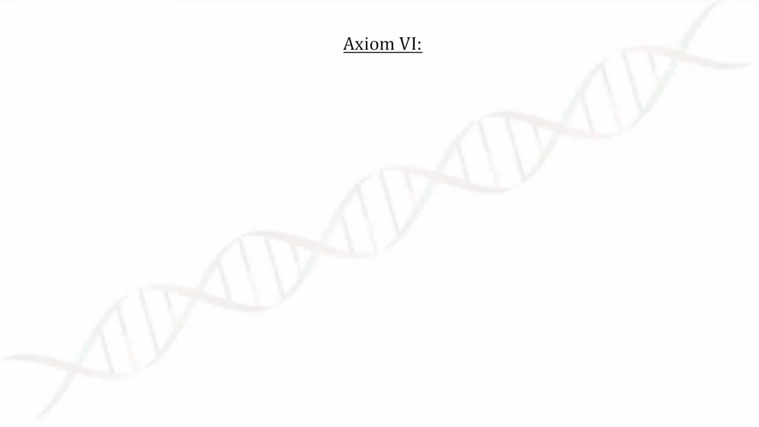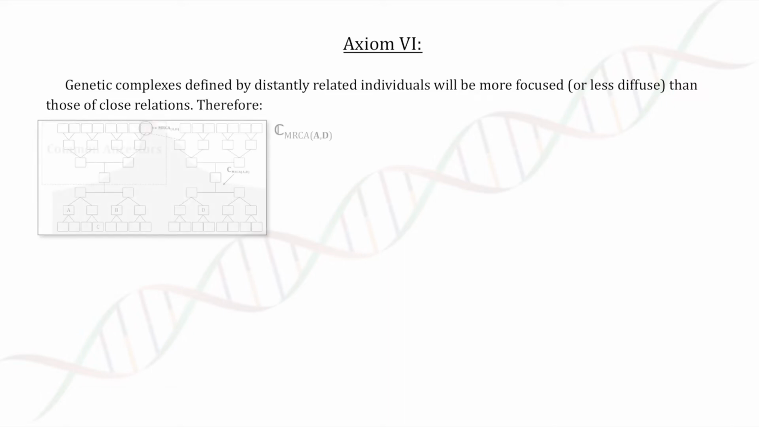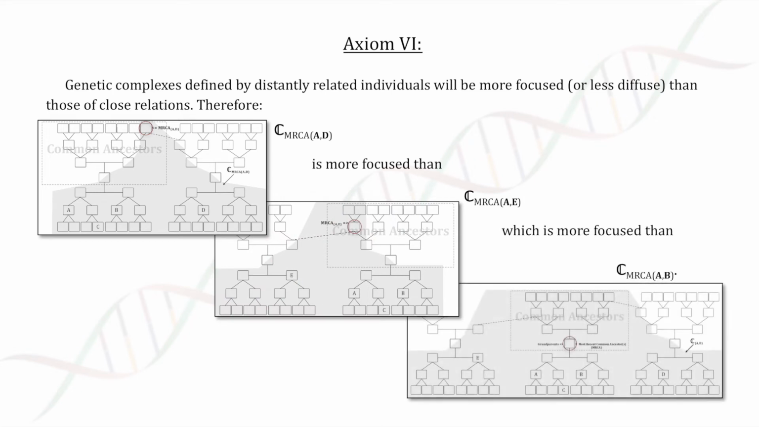Axiom 6. Genetic complexes defined by distantly related individuals will be more focused or less diffuse than those of close relations. Therefore, the complex about the most recent common ancestor of A and D is more focused than the complex about the most recent common ancestor of A and E, which in turn is more focused than the complex about the most recent common ancestor of A and B. This is basically a reiteration of our previous axiom regarding the inclusion of collections, but also speaks to the comparison of collections from different ancestral lines.